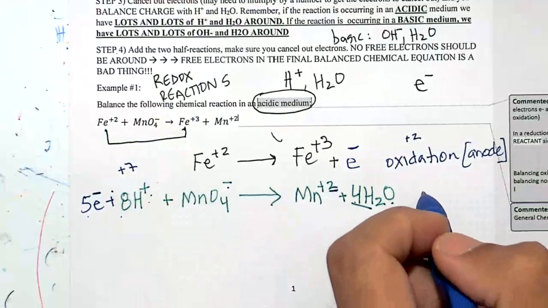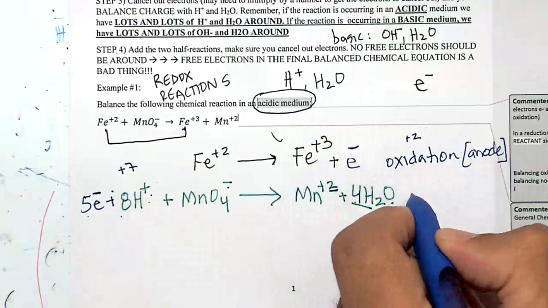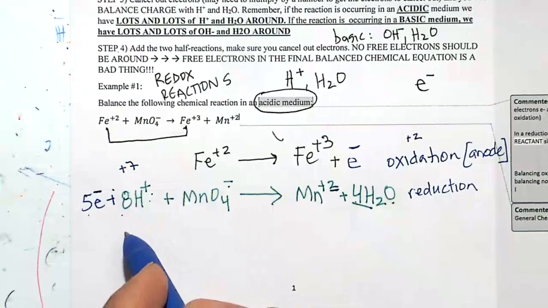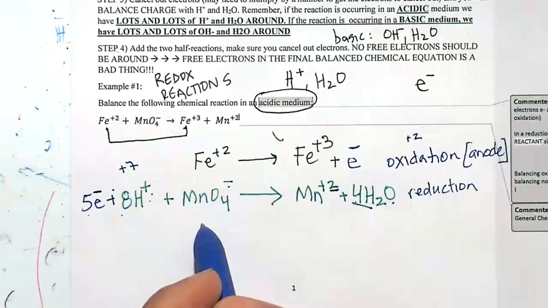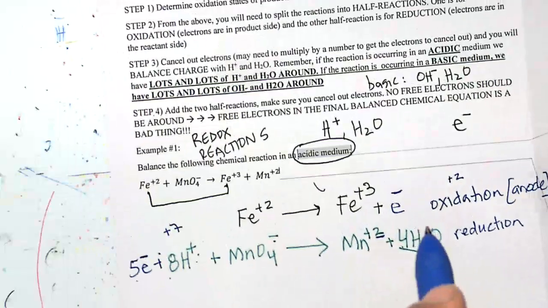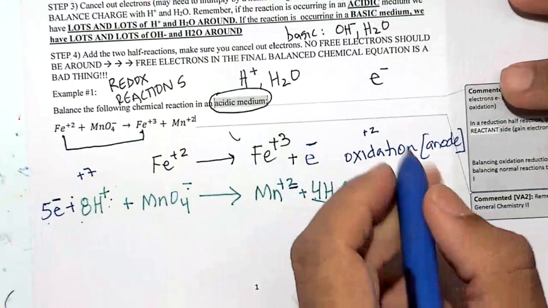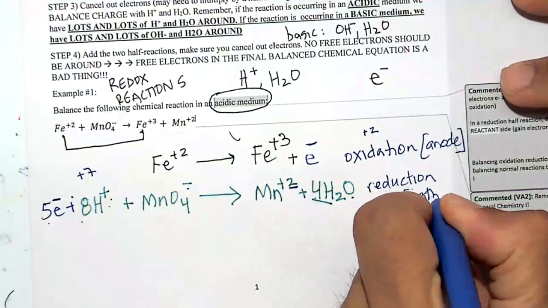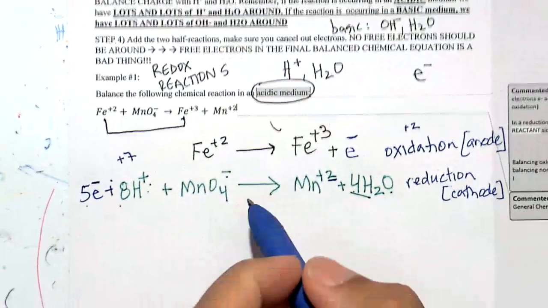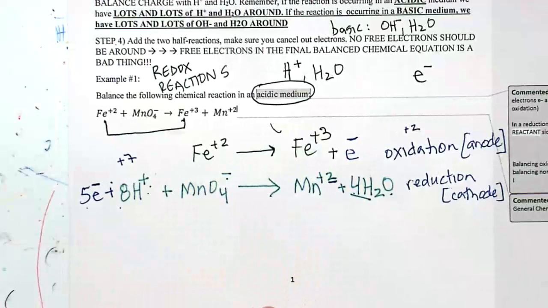So is this oxidation or reduction? We gained 5 electrons, so this is a reduction. Here we lost 1 electron, here we gained 5 electrons, so this is a reduction. And in a battery, where does reduction happen? Reduction, cathode; anode, oxidation. Red cat eats an ox. This is in the cathode. So these are our 2 half reactions that come together to give you this reaction.